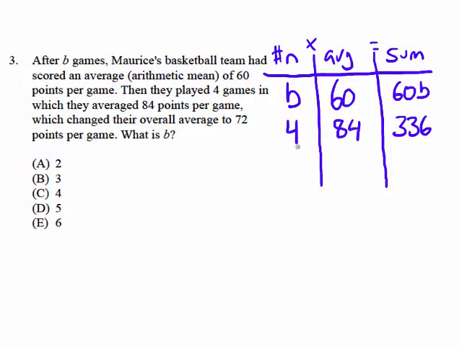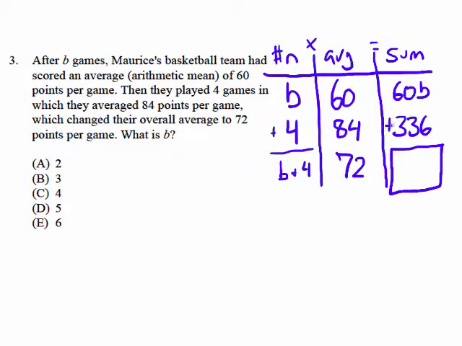And now what we need to know is if that changed their overall average to 72, what is B? Well, alright, so how many games did they play in total? Well, they played B plus 4 games. And we know that their average over those B plus 4 games is 72. Now, pay attention here. This is really important, and this is the key to really hard average questions on the SAT. There are 2 ways for us to fill in this space here.